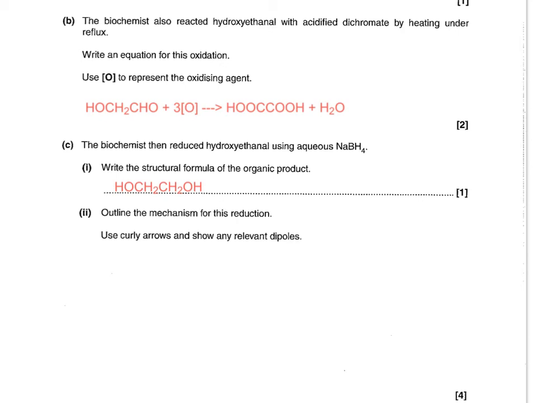So, it's a mechanism question to outline the mechanism for what went on. Use curly arrows and show any relevant dipoles. The number of times people still forget to do this is quite interesting. So please make sure you make this part of what you do. The curly arrows and the dipoles, please.